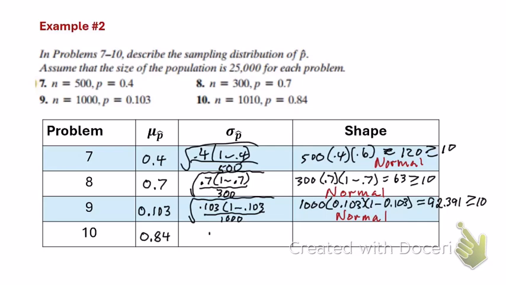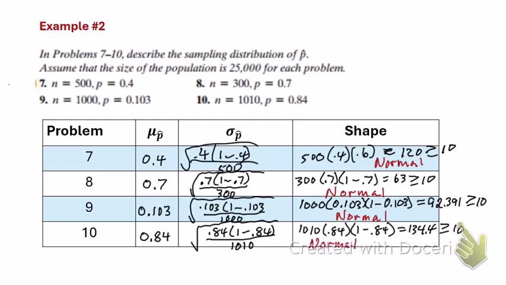So our last one here, the center is at 84.84. Here's our standard deviation. What shape are we going to get on this one? So all of these lead us to think that those distributions are normal. Again, not the population, but the sampling distribution. Are we good so far? So far, it's just been plug and play, right?